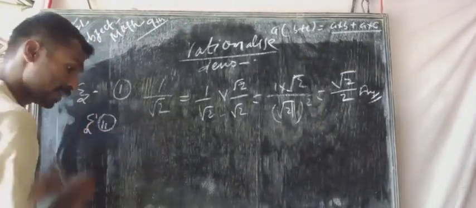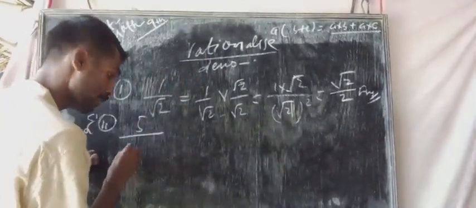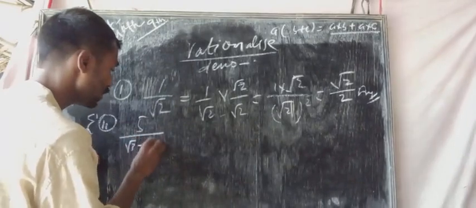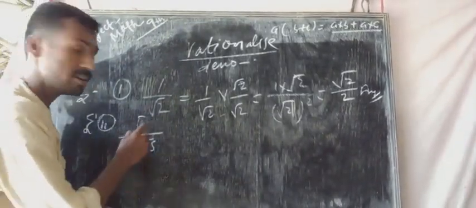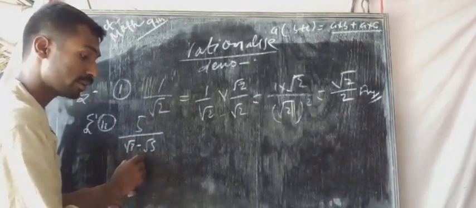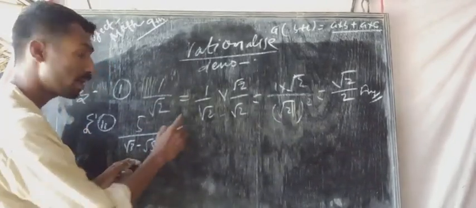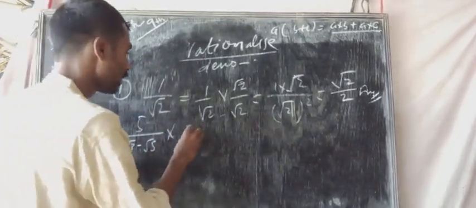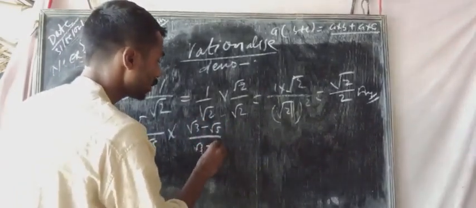Another example is 5 by root 3 minus root 5. अब इस number को suppose that irrational number. This is the irrational number, that means 5 by root 3 minus root 5 is an irrational number. इसको अगर हमको rationalize करना हो, that means the denominator, तो simple equal number से multiply numerator and denominator, root 3 minus root 5 by root 3 minus root 5.